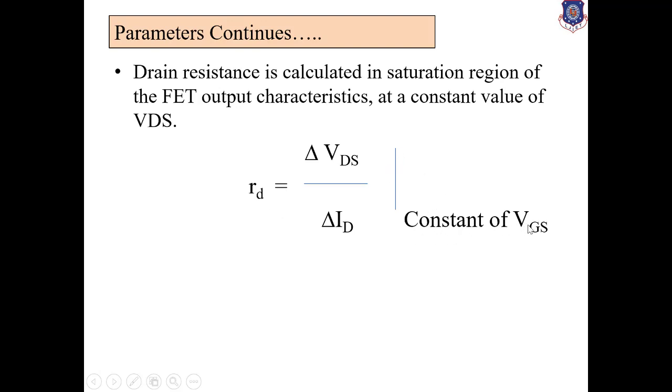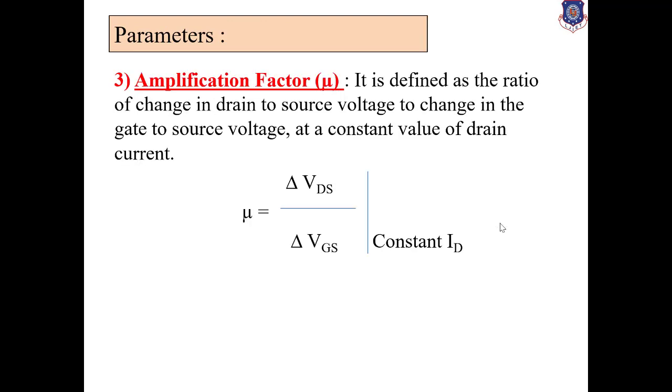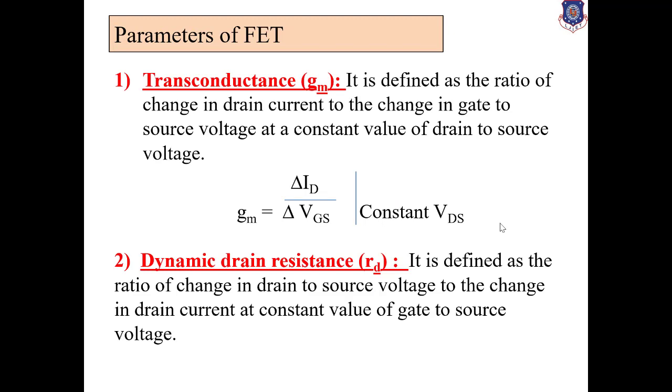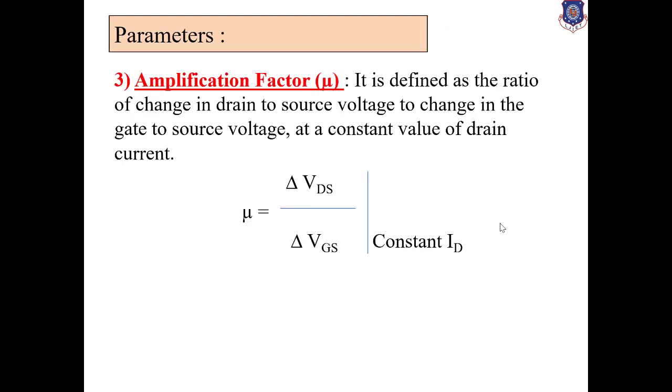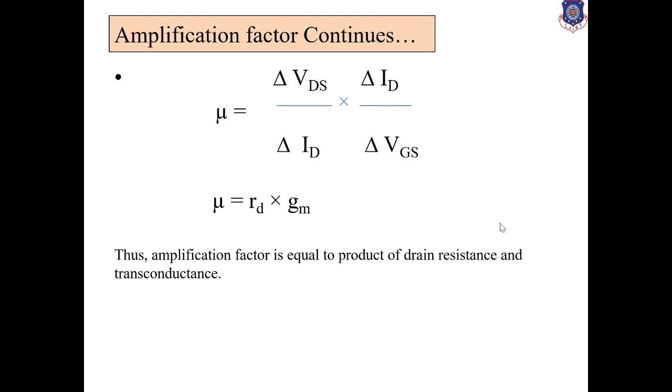This is at constant input voltage, and what is the input voltage for FET? That is the gate to source voltage, VGS, right? Next parameter is the amplification factor. First of all, we have studied the two main parameters, GM and the second one, RD. So let's take the multiplication of RD and GM. It will give you the definition of amplification factor, which is denoted by mu.